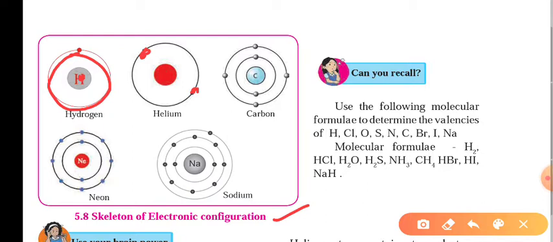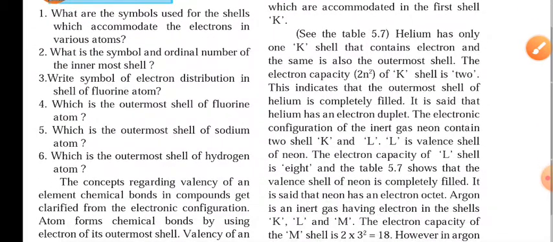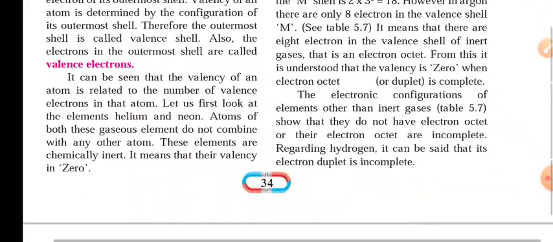Carbon's electronic configuration, if you remember, is 2, 4. So the first shell has 2 electrons, and the outermost has 1, 2, 3 and 4. In the same way for neon, we have 2 and 8. Sodium is 2, 8, 1. These are the electronic configurations we have, and this way we can design and draw the atomic structure.